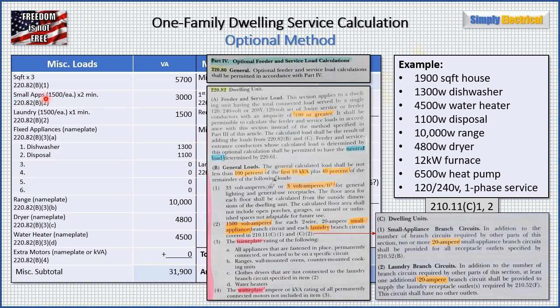Small appliances, 1500 watts each times 2 minimum. Laundry, 1500 each times 1 minimum. So you have your VA here, 3000 minimum here, 1500 minimum here. And in our example, it doesn't tell us anything about laundry loads or small appliance circuits, so we have to remember to add those in on our own, because those are a must. That's what this is telling us: they are required in every house. So just a quick recap of where we get our numbers. We need 1500 volt-amps for each 2-wire 20 amp small appliance and laundry circuit. So we have 1500 for each.